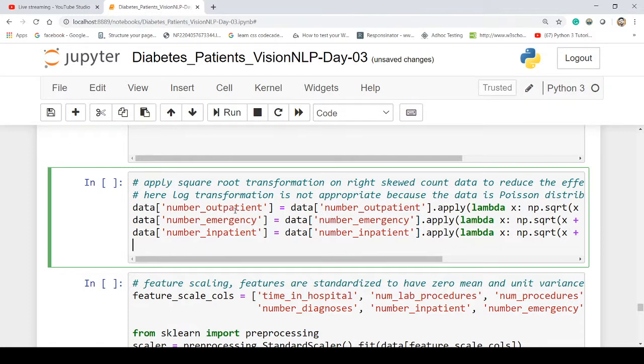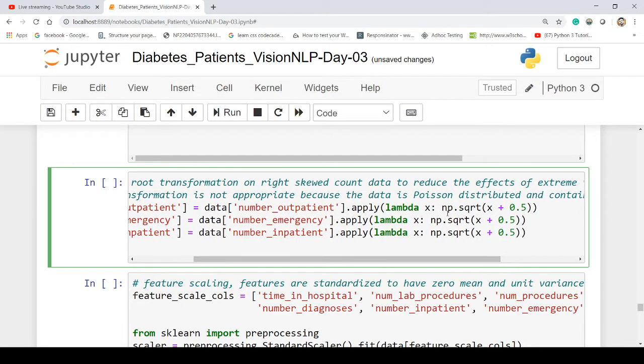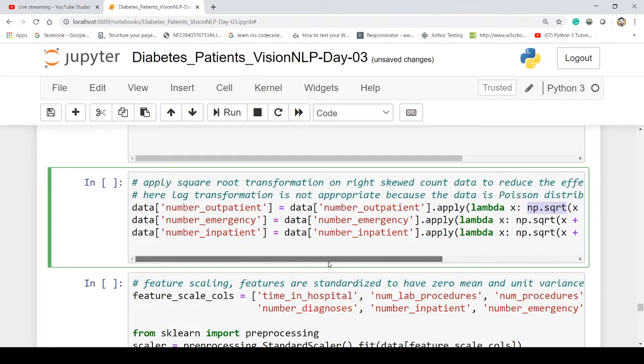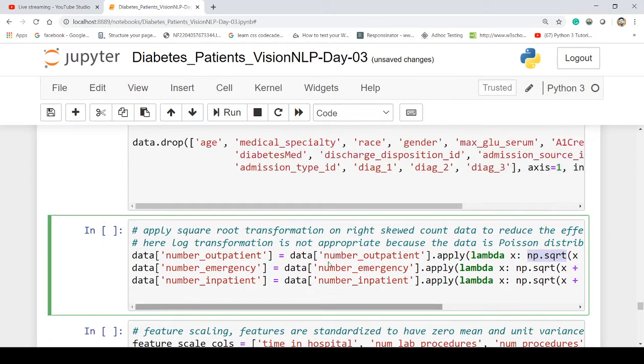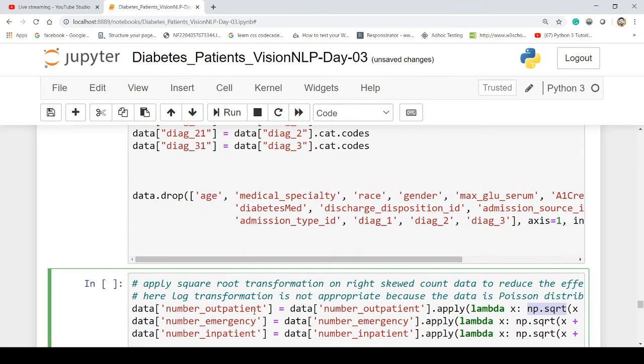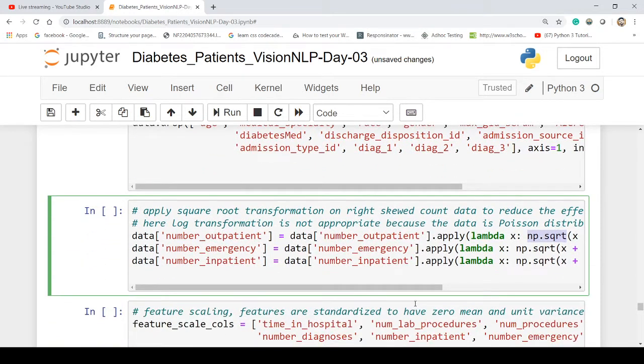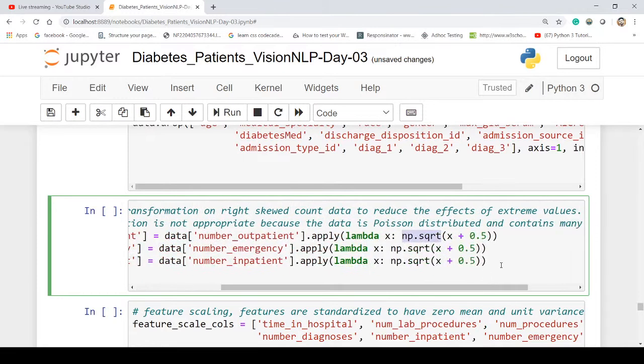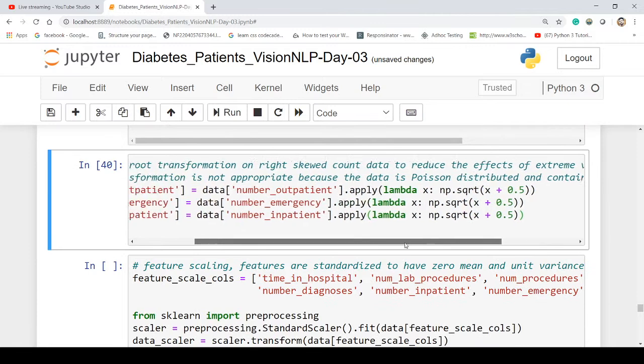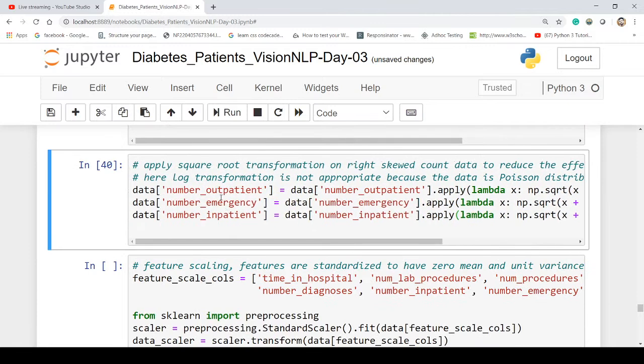So let's take the data's outpatient column and apply a function. What we are doing is just a square root. This is my previous value, and if you want to know how this value came, you can check in my data, outpatient has this value. So I'm doing my transformation: I will take the square root of all these numbers, whatever values the outpatient column has.